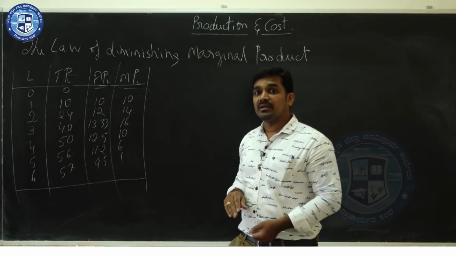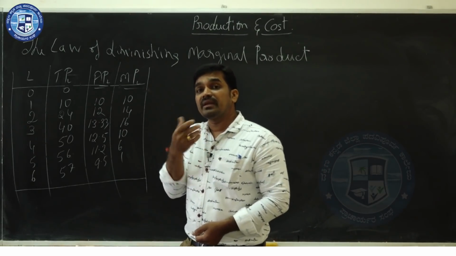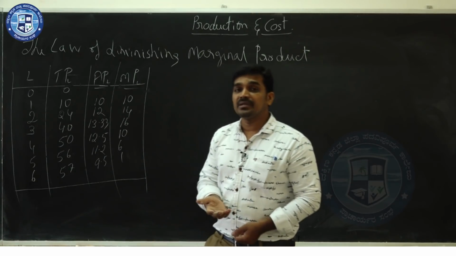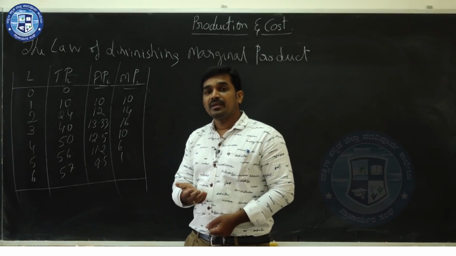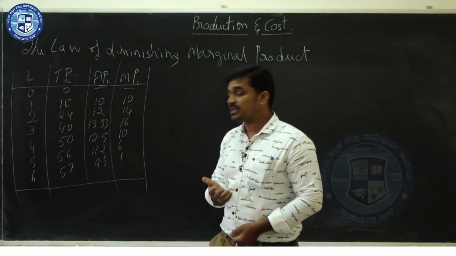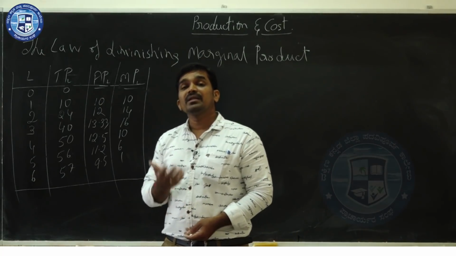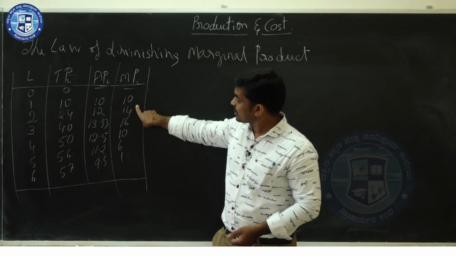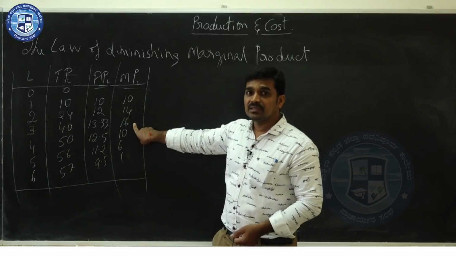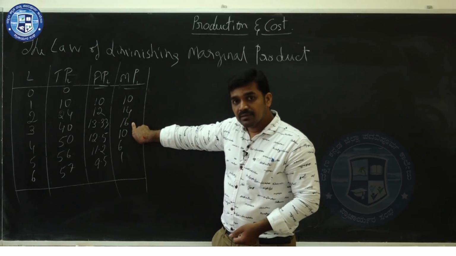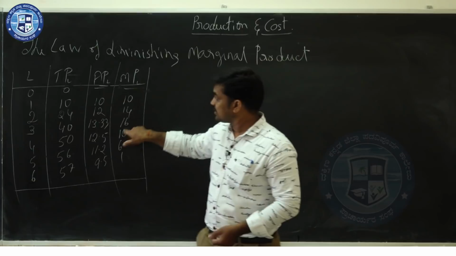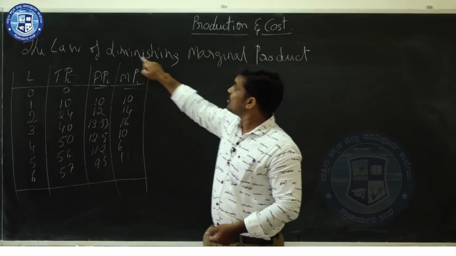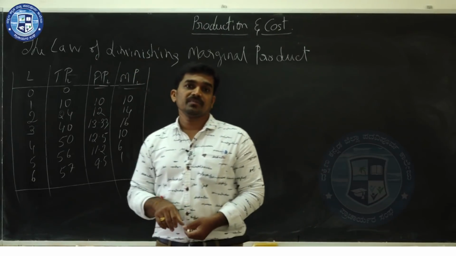I stated here one meaning. Marginal product initially rises with its employment level. After a certain point of employment level, marginal product starts falling. Look here, initially marginal product increases. After a certain level of employment of the variable factor, the marginal product is falling. So this concept is called the law of diminishing marginal product.